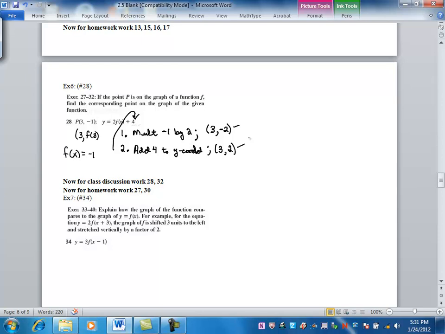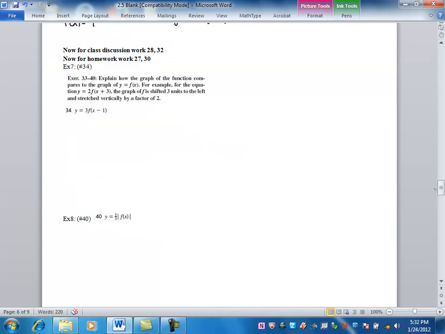We'll give you an opportunity to try this with 28 and 32, and then for homework you can work 27 and 30. Now if we look at example 7 here, this is problem 34 from our textbook. It says explain how the graph of the function compares to the graph of y equal f of x. For example, for the equation y equal 2 times the quantity f of x plus 3, the graph is shifted to the left 3 units and stretched vertically by a factor of 2.